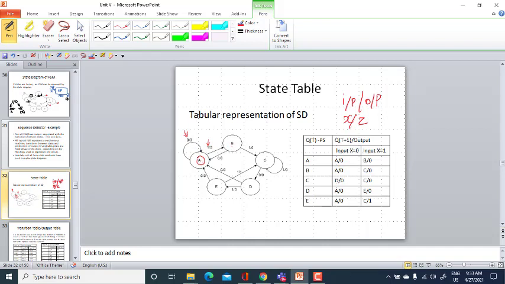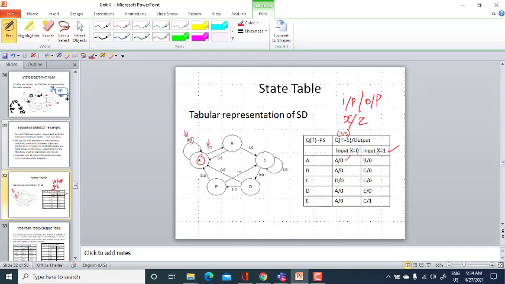If the present state is A, I have two inputs, x equal to 0 and x equal to 1. When input x is equal to 0, my output is 0, and the next state, Q of t plus 1, is also A. So A is the next state and the output is 0.